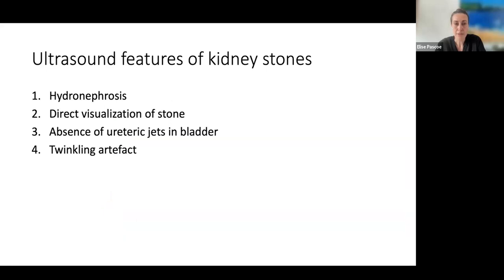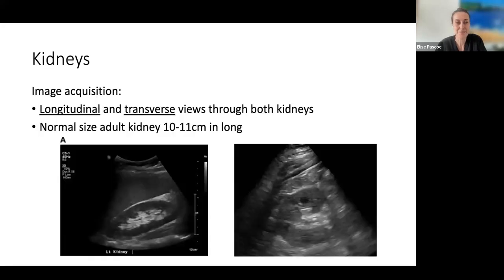So the ultrasound features that we're looking for when we're looking for kidney stones: we're looking for hydronephrosis. We're also looking to see if we can directly visualize the stone. Now, that's uncommon. We might be able to see a stone if it's at the PUJ or the VUJ, but anywhere else in the ureter, we're probably unlikely to see it, but it is possible to look for it. The third thing we're looking for is absence of ureteric jets in the bladder. That's urine squirting into the bladder. And we're looking for this thing called twinkling artifact, which looks really wonderful, and I'll show you at the end.